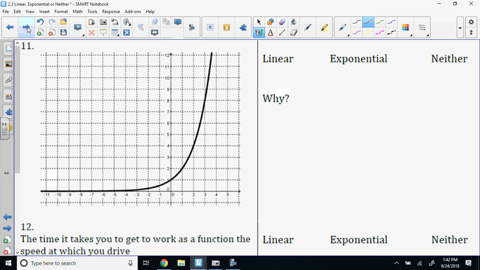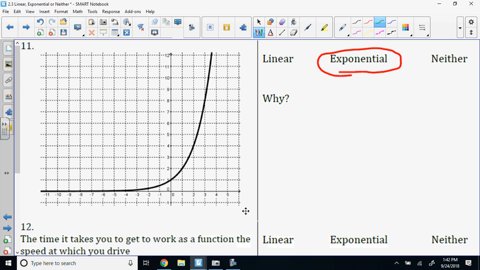What about this one? Linear, exponential, neither. Anybody want to know why? There's no constant rate of change. It's a common ratio. Ratio, not radio. It's a common ratio, right? Not a radio.